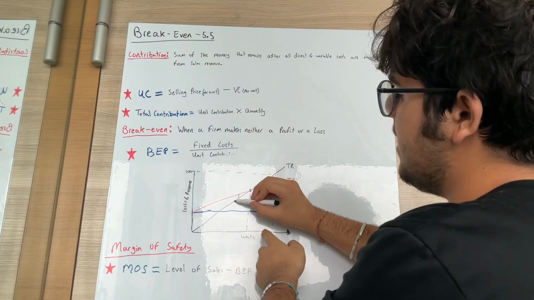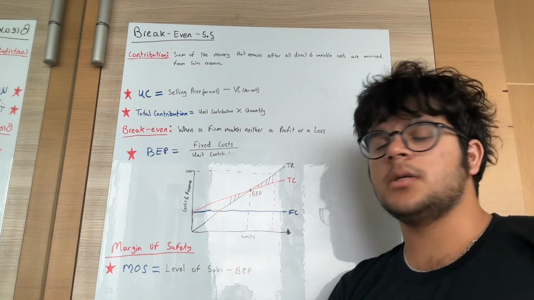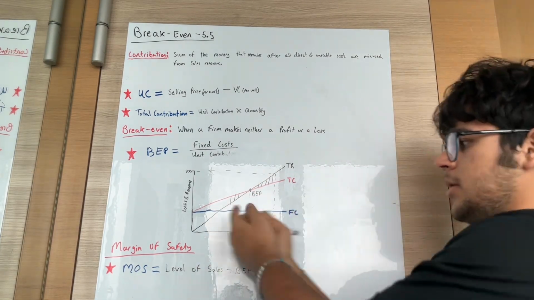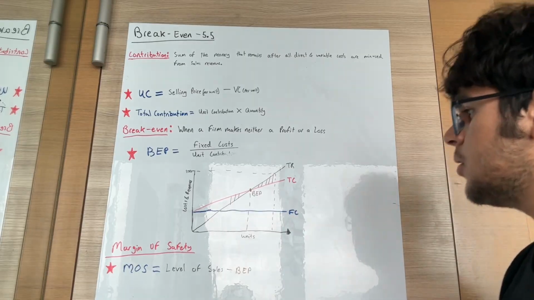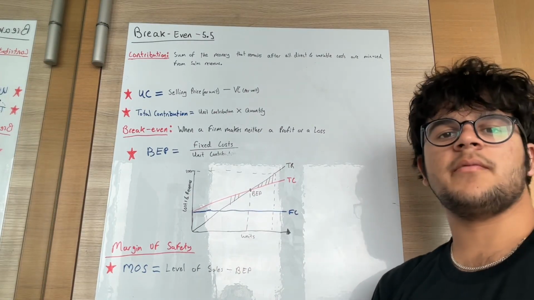Whereas if it was here, I would have no margin of safety, or my margin of safety would be negative because I'm making a loss. So that is just the first part of break even.